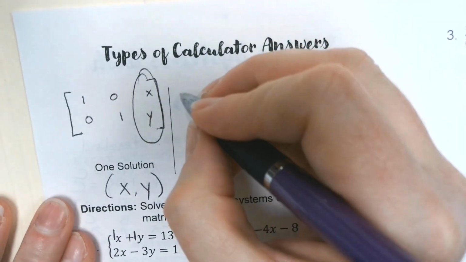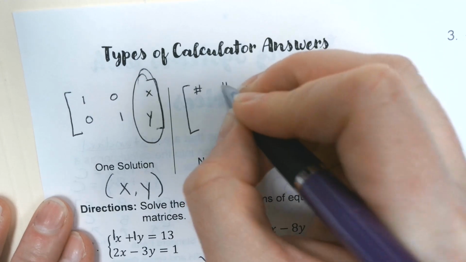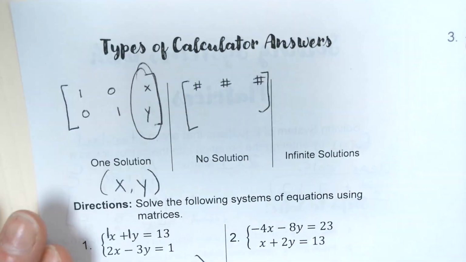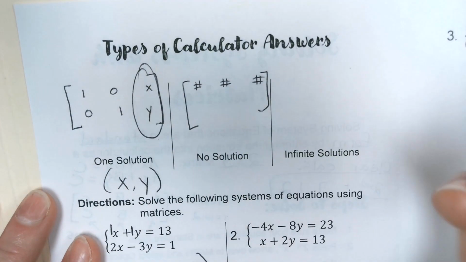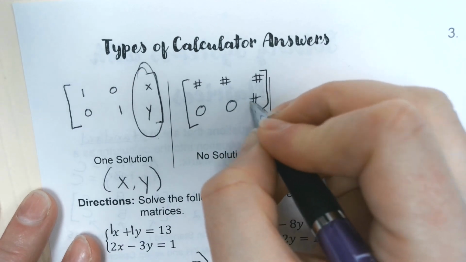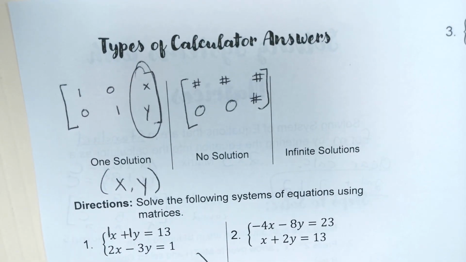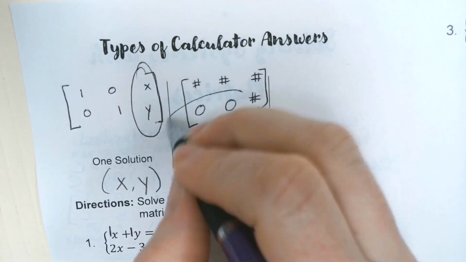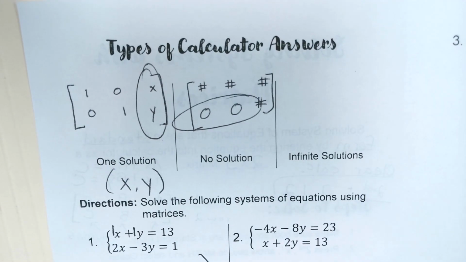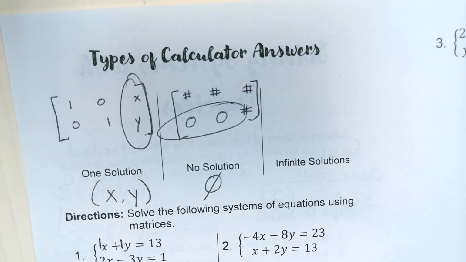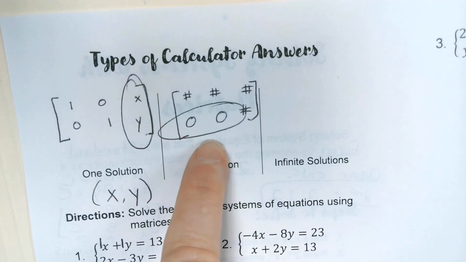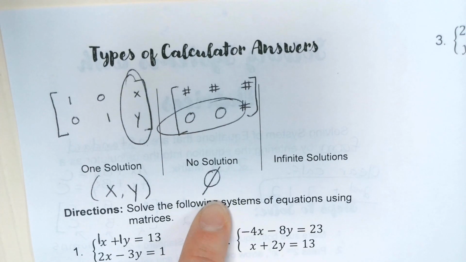No solution is going to look a little different. It's going to have some numbers up top, so I'm just going to write number. It's not going to have that pattern of 1, 0, a number, 0, 1, a number. Instead, it's going to look like this, and then a 0, 0, and then some number. So the clue that it's no solution is the 2 zeros on bottom, right here. Circle it. And that tells us no solution. So I wrote the little shortcut for no solution. No solution means they're parallel. They never touch. And that's how it's going to look in your matrix. They never touch, so there's no solution.